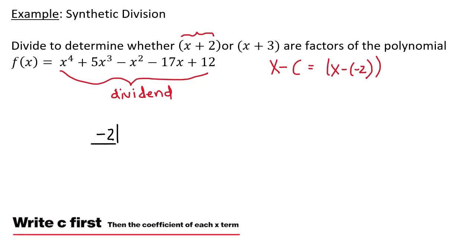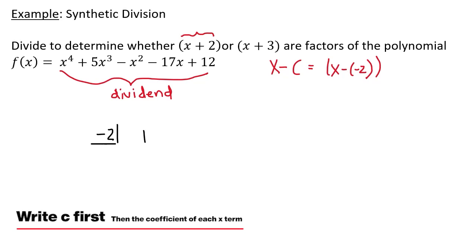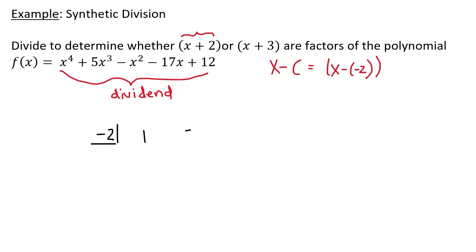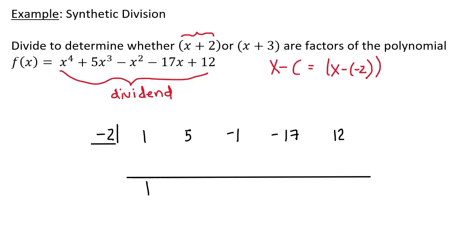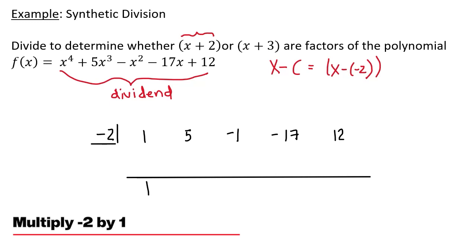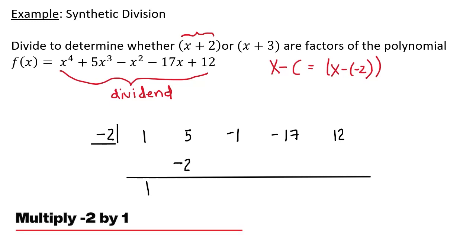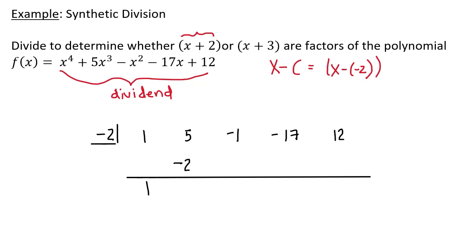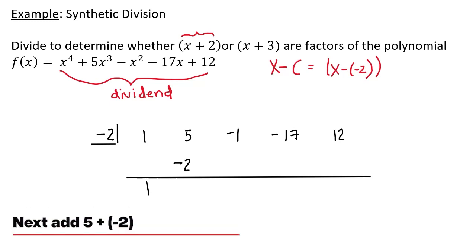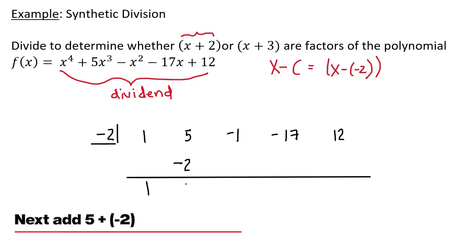And now I have to write down the coefficient of every term in order. So I've got to have the coefficient of x to the power 4, that's 1. The coefficient of x cubed, that's 5. The coefficient of x squared, that's negative 1. The coefficient of x, that's negative 17. And the single number, or the coefficient of x to the power 0. Then I have to bring down the 1. Now, this shortcut requires me to multiply negative 2 and 1 and put that here. So that's negative 2 and 1. So to clarify, my first step is to multiply. Then I'm going to add 5 plus negative 2 is positive 3.